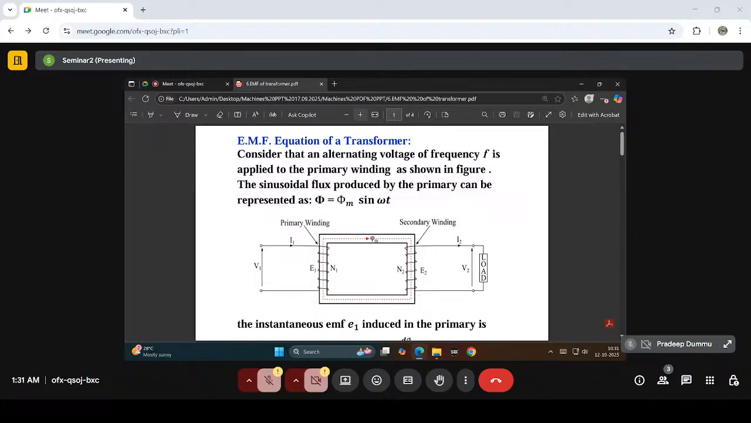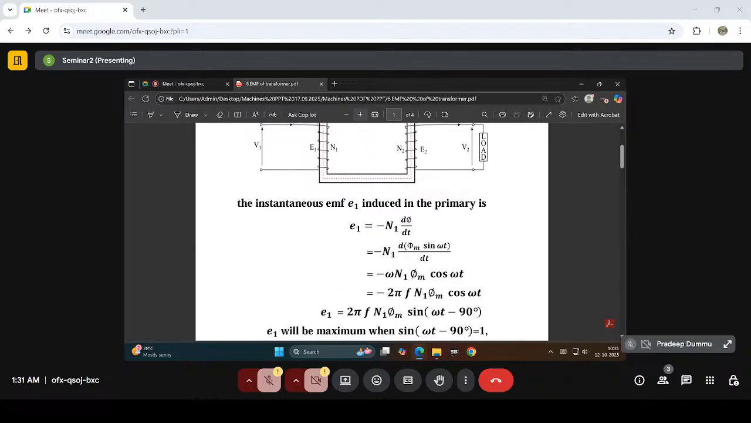After getting the equation, apply the formula. What is the formula? E1 is equal to minus n1 into d phi by dt, Faraday's second law formula. What is phi? Phi m sin omega t. Differentiate sin omega t. What is the answer? Omega cos omega t. What is omega? 2 pi f.